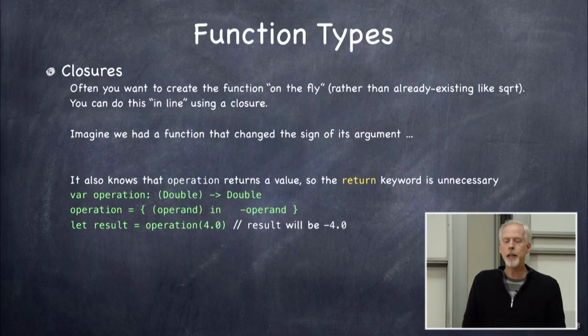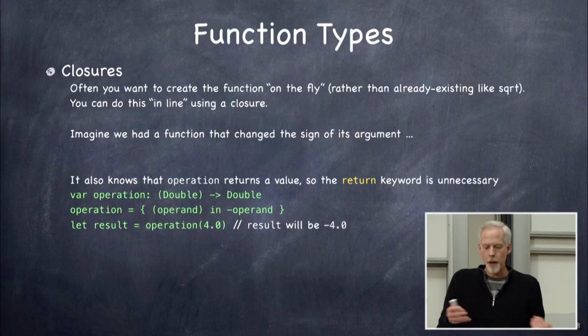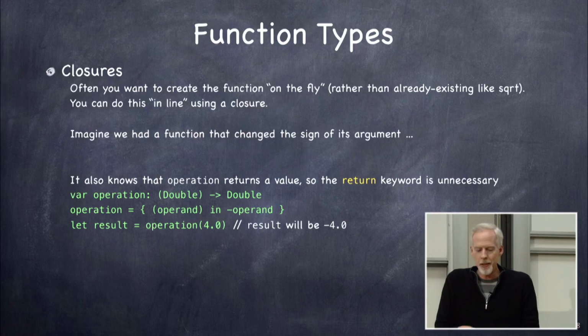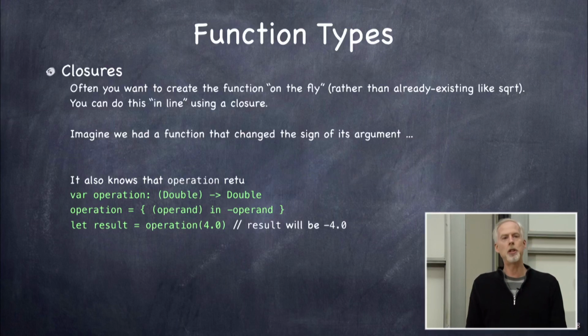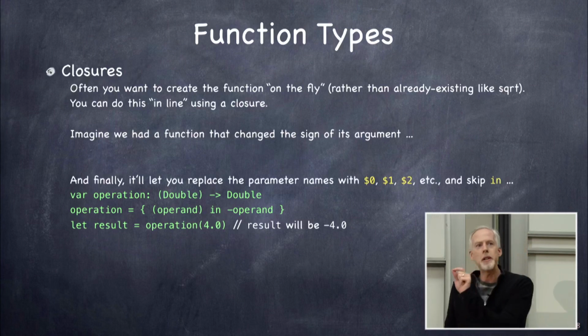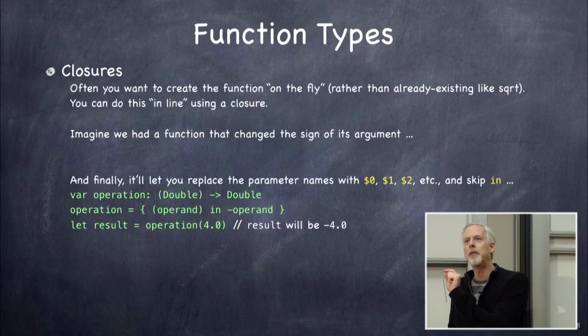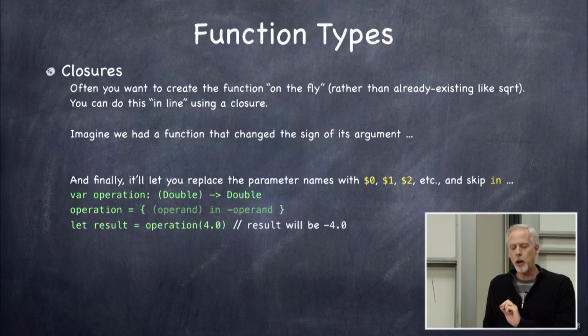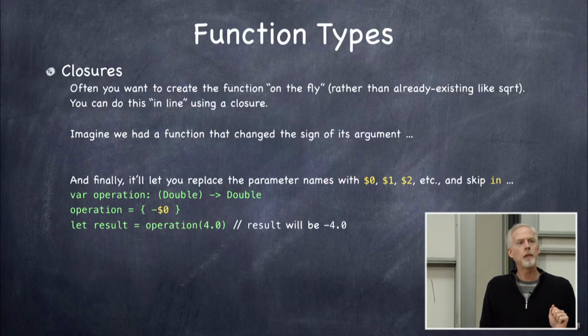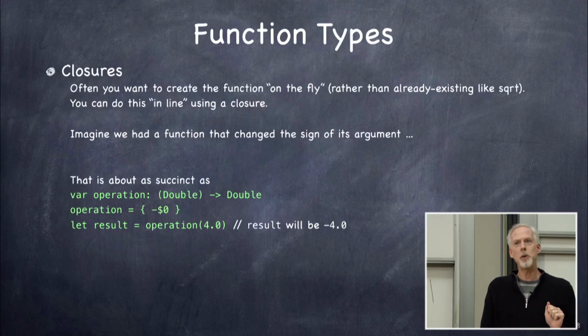Okay? And even more, Swift knows you want to have these embedded functions all the time, and it's a little annoying to have to think up a name for the argument to this thing, okay, that operand word that I had to think up there. So it lets you substitute $0 for the first one, $1 for the second, $2 for the third one, okay? So I'm going to replace operand there with $0. And when I do that, I don't need the in anymore either. Now you see the power of the closure.